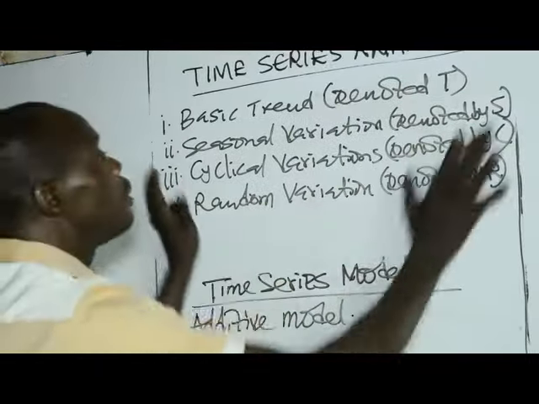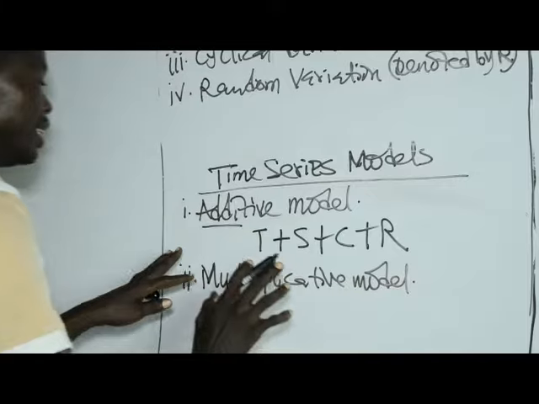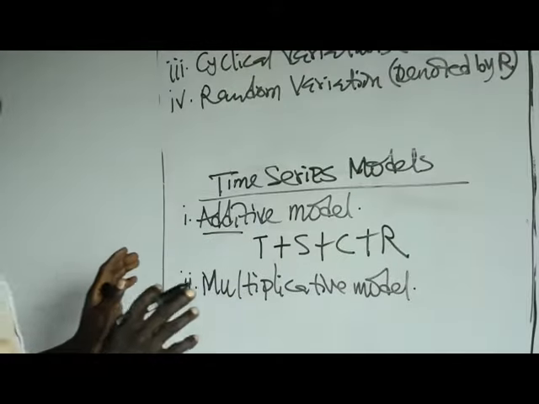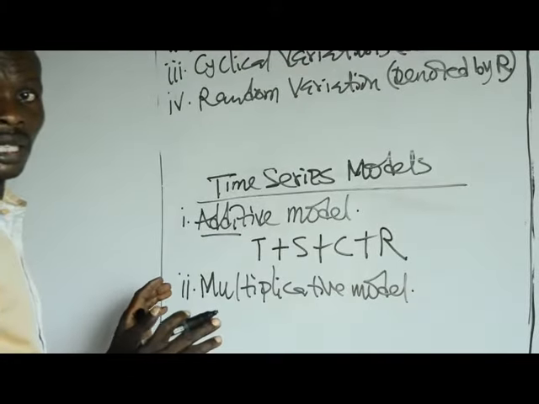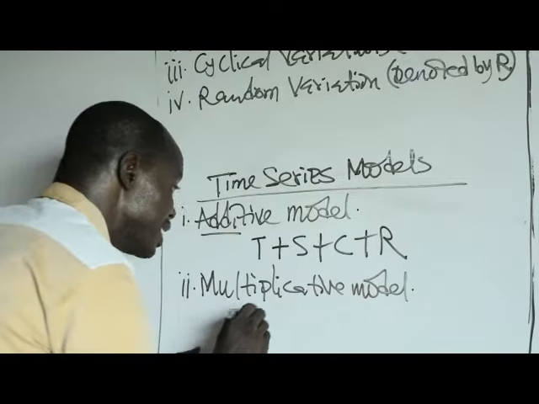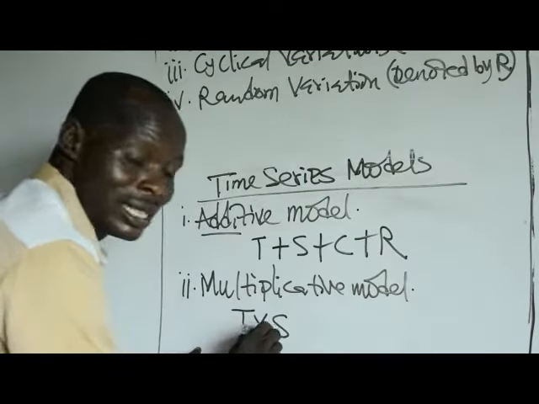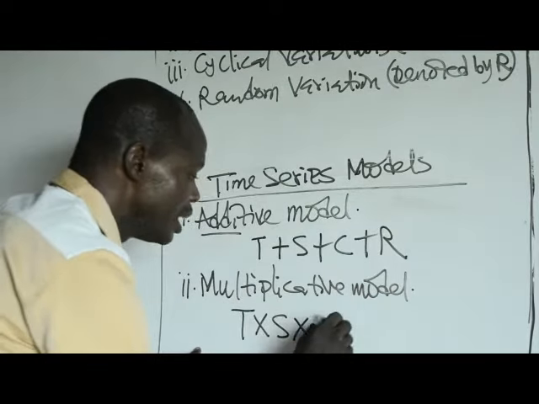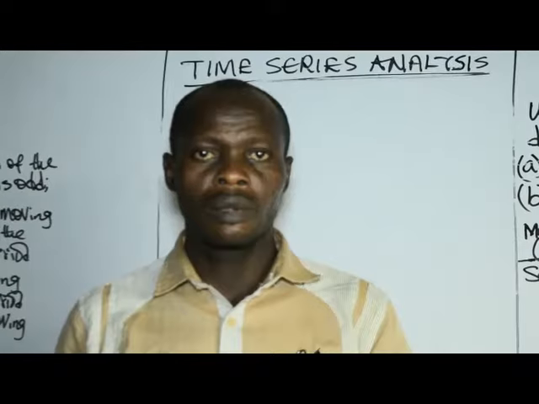Then the second model is multiplicative model. Multiplicative model from the word multiplication, by multiplying the 4 components of the time series. So if you multiply the 4 components, that is T times S times C times R.